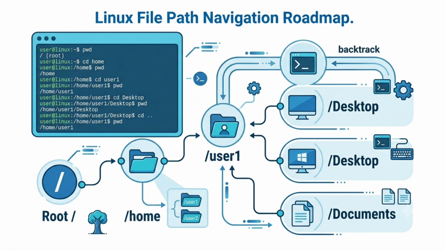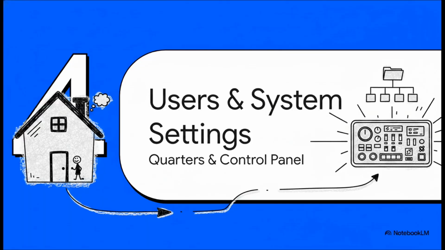These are essential shared libraries, basically helper code that the programs in bin and sbin need to function. Finally, there's /boot. This holds the Linux kernel and the bootloader files. It's exactly what your computer needs to start up. If this gets corrupted, well, your system won't boot. So generally speaking, we leave this folder alone. Part 4. Users and system settings, living quarters and control panel.